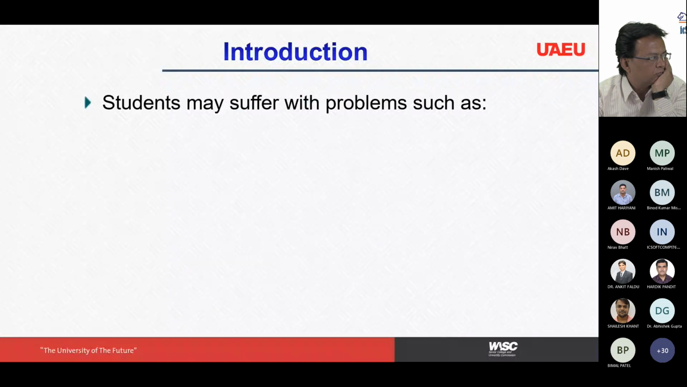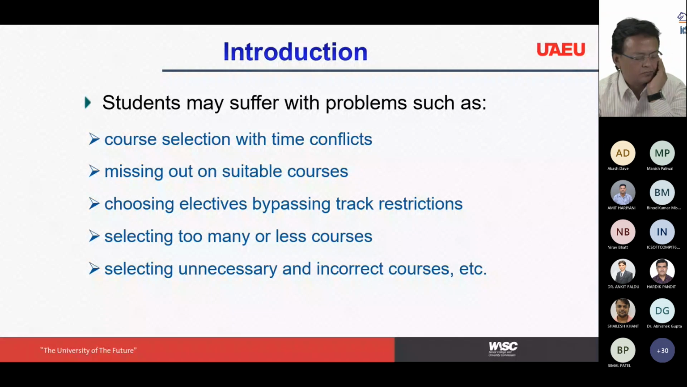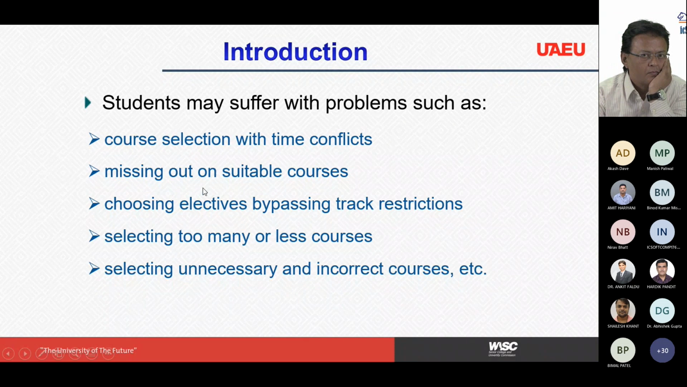Students may suffer problems such as course selection with time conflicts. They can select courses with conflicts unless they go for registration, so we are in the phase of planning, and they will not see the conflict. So this was the whole idea of this project. Then there is missing out on suitable courses. Some courses are offered only in specific semesters, some in fall, some in spring, and they plan to take courses which are offered in different semesters. So this is another problem.